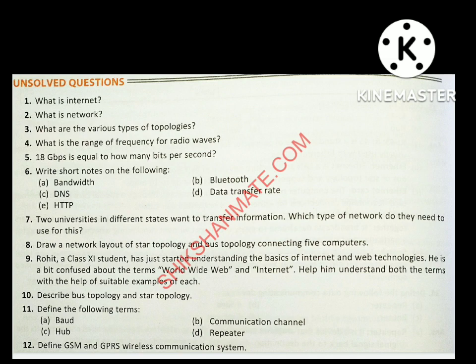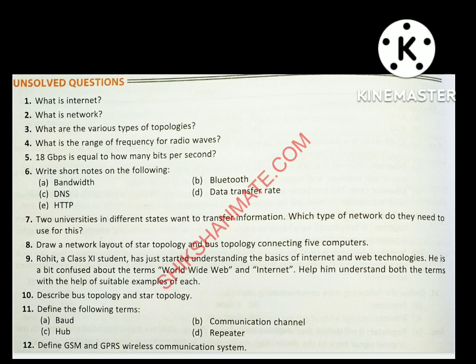Next, what is repeater? Repeater is an electronic device that receives a signal before it becomes weak and regenerates the original signal. Also, it is a two-port network device that strengthens the signal intensity and connects two identical networks.